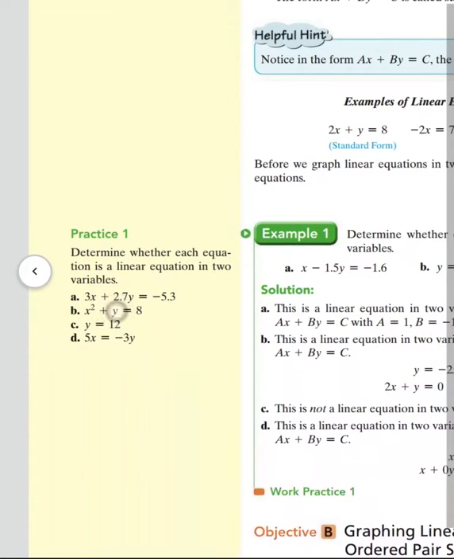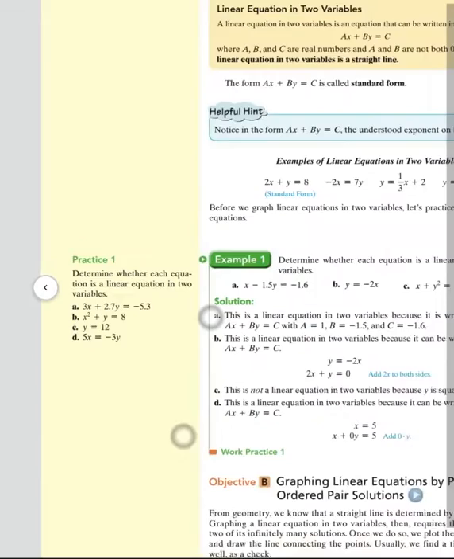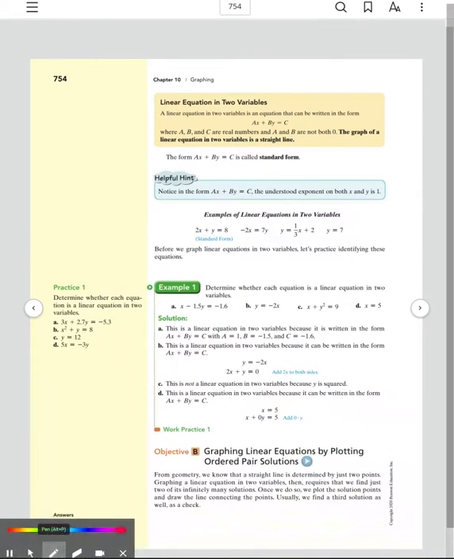X squared and y, this one is not linear. So B would not be linear because it's got x squared. C would be linear. D would also be linear. So just like a couple examples of ones that are not linear, we can see that anything that has a squared would not be linear. If we had something like x squared plus x equals y, you'll probably see these in college algebra. That one's not linear as well. These are all going to be not linear.